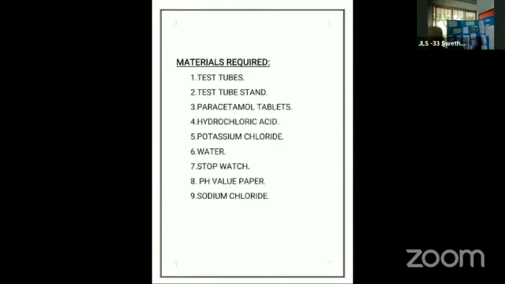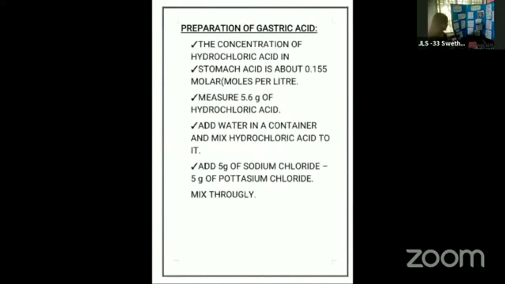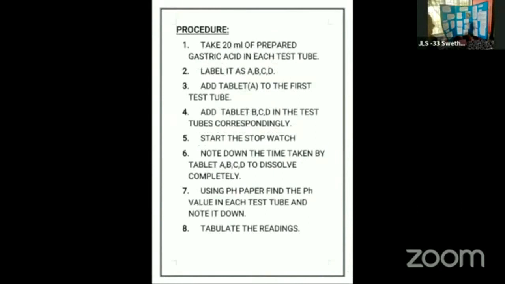The materials required are test tube stand, paracetamol tablets, hydrochloric acid, potassium chloride, water, stopwatch, pH value paper, and sodium chloride. First, we have to prepare gastric acid. The concentration of hydrochloric acid in stomach is about 0.1 molar. Measure 5.6 gram of hydrochloric acid and mix it with a container which contains water, and add 5 grams of sodium chloride and 5 grams of potassium chloride and mix thoroughly. Now the gastric acid is ready.